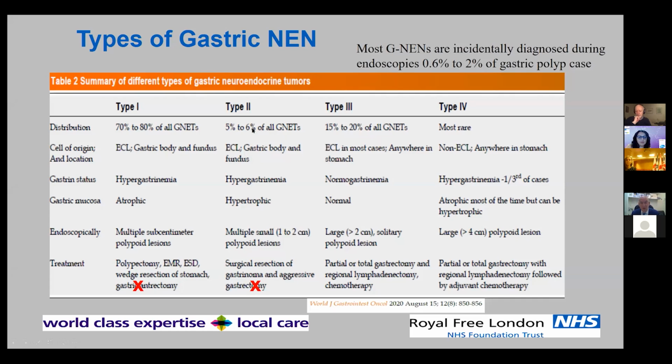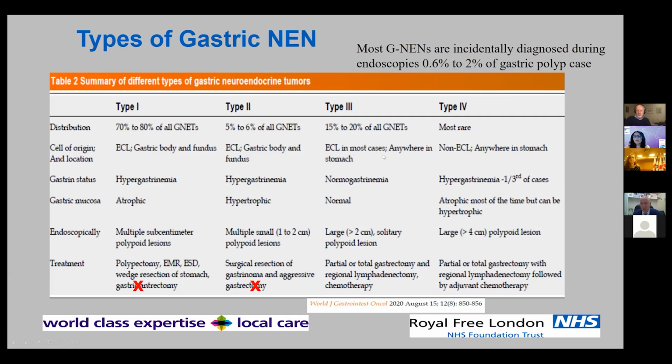You've got type 2 associated with gastrinomas, Zollinger-Ellison syndrome, extra acid in the stomach, high hormone levels, the hormone gastrin being produced by the tumor this time, and causing acid to be secreted, making ulcers, but also the hormone stimulates the endocrine cells to produce polyps called type 2 gastric carcinoid polyps.